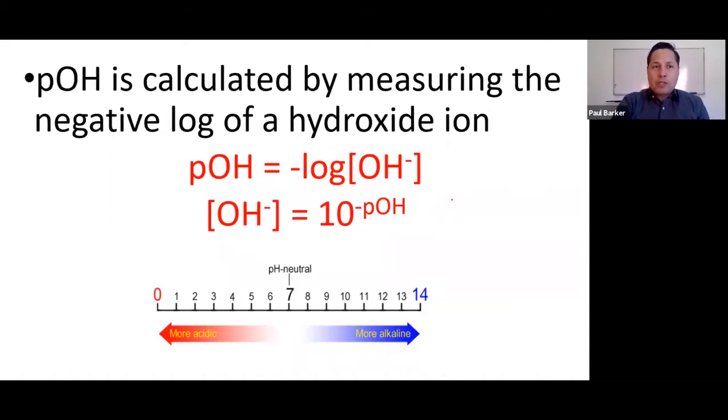Next, pOH is calculated by measuring the negative log of the hydroxide ion concentration. And also for solving for the hydroxide ion concentration, if you're given the pOH, then what you would do is 10 to the negative pOH. Next, let's go ahead and take a look at some examples on how to use these formulas.